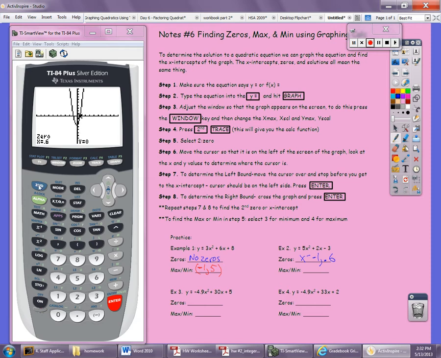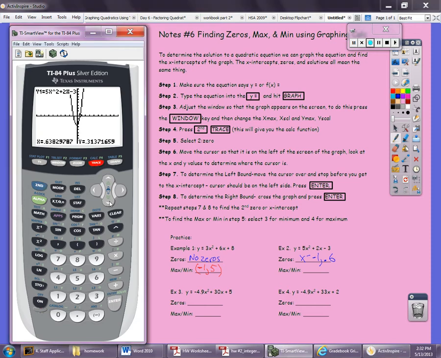So since it's a minimum, we want to do second, trace, and we want to find the minimum value. And now our minimum, we want to be on the left side, so we have to move the cursor to the left side because it says left bound. So now my cursor's on the left side, so we hit enter. And then we scroll over to the right side, so we're right bound, and we hit enter.